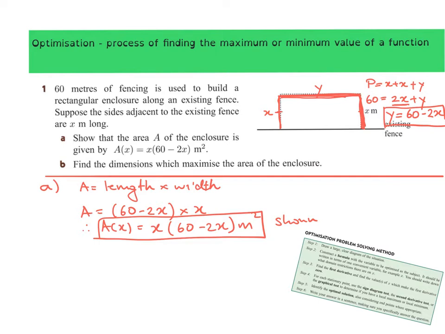Now looking here, it's step 3. Step 3 is asking us to find the first derivative and find the values of x which make the first derivative equal to 0. So now the next step, I'm just going to put here: next.